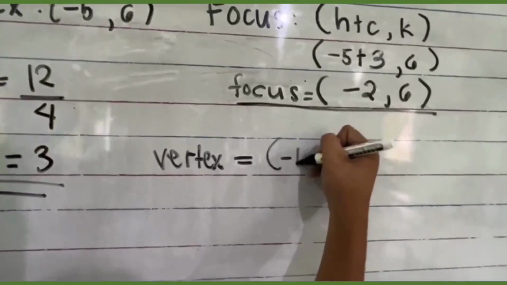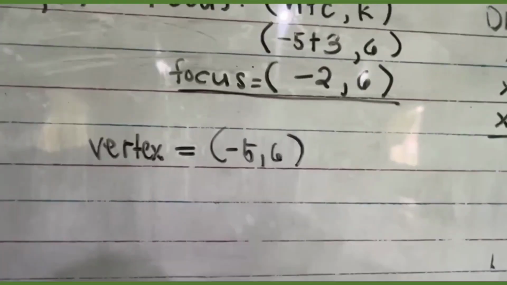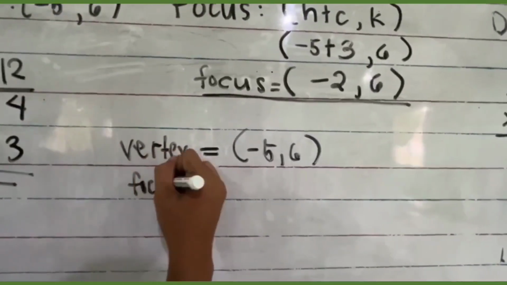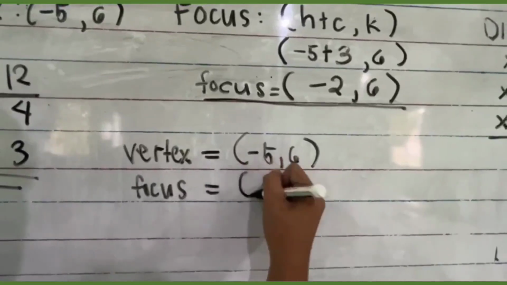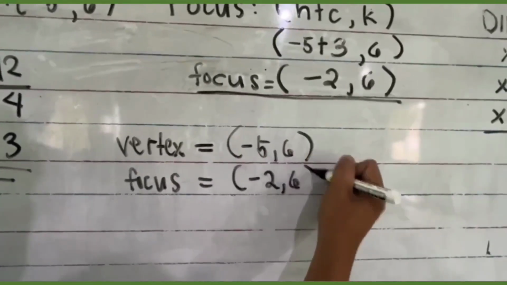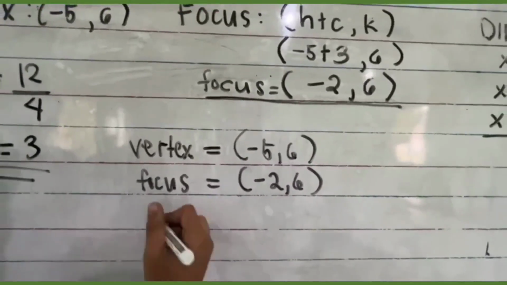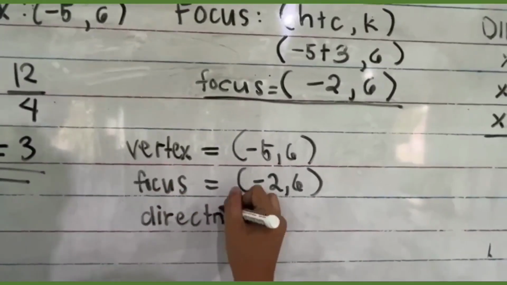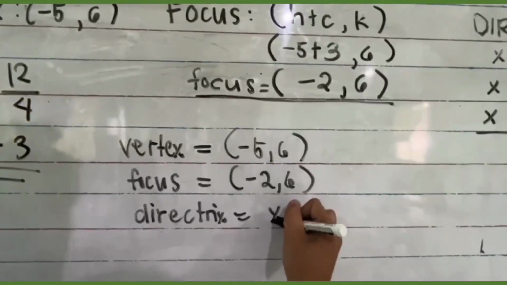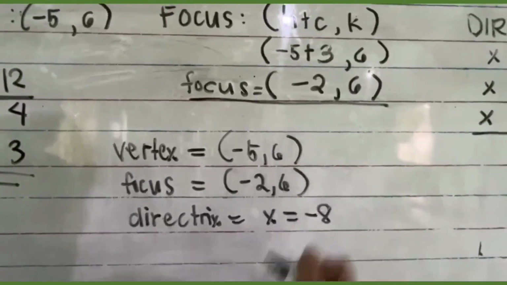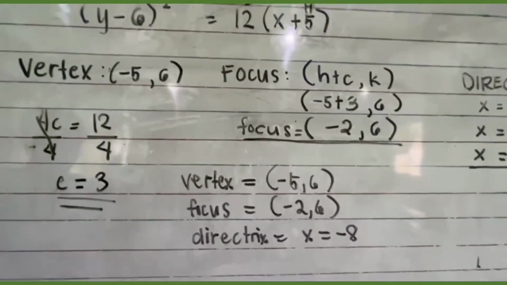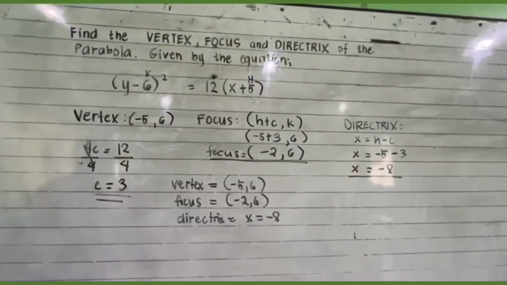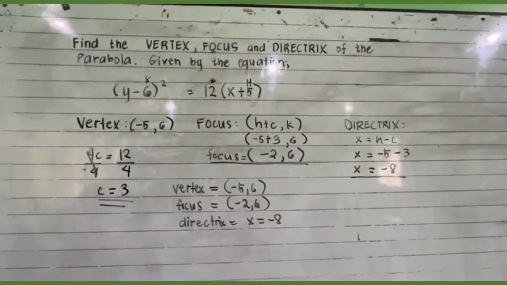So our answer here is vertex -5 and 6, focus -2 and 6, and its directrix x equals -8. So that is how you find the vertex, focus, and directrix of the parabola.